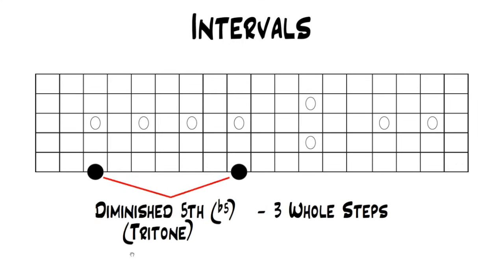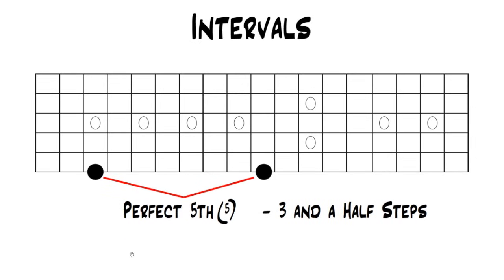Go up another half step, it becomes a diminished 5th, or also called a tritone, or you could call it a flat 5, and that's 3 whole steps apart. So two notes that are 3 whole steps apart are a diminished fifth apart. If you go up another half step, that becomes a perfect fifth, or just a 5. So two notes that are 3.5 steps apart, that distance is a perfect fifth.